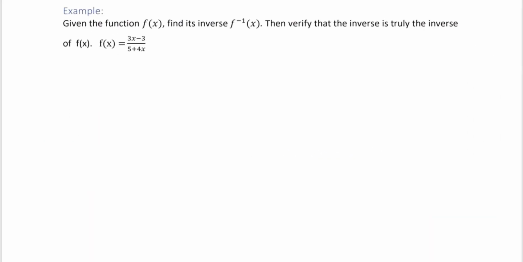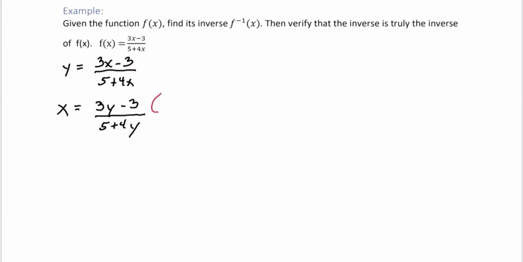To find the inverse of this function, we start by replacing f with y. Up next, we switch the variables. X's become y's and y's become x's. And now the goal is to isolate the y. We can start that process by multiplying by the LCD.